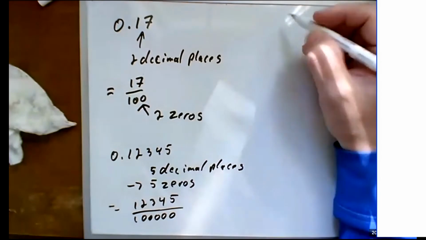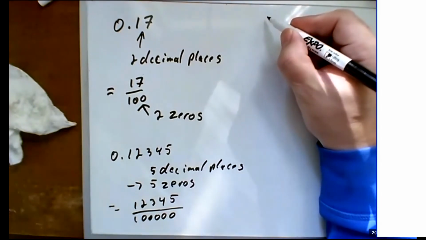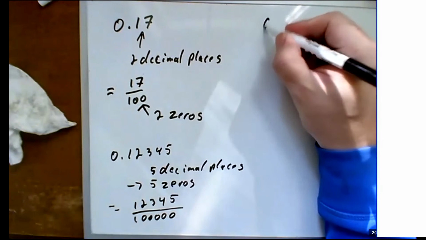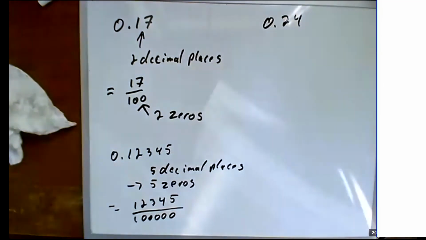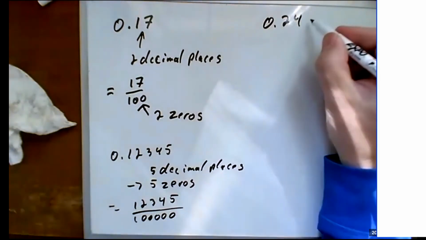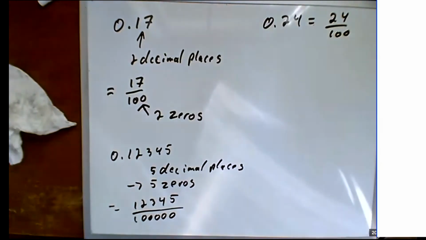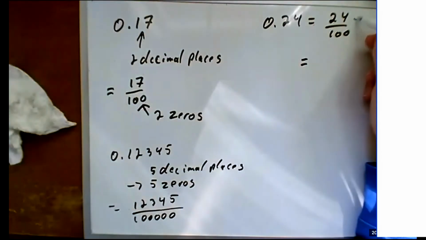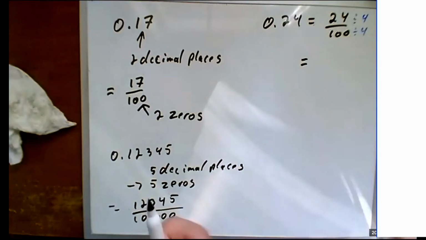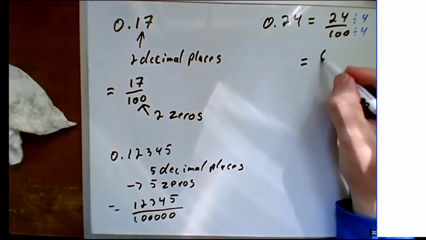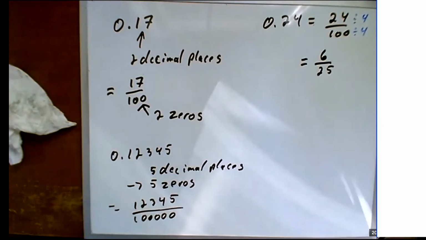So let's say, for example, I had the decimal 0.24. 2 decimal places tells me I'm going to have 2 zeros, so that's going to be 24 over 100. But that reduces, and I know that that reduces because both 24 and 100 will divide by 4. And so when I do that, I end up with 6 over 25.